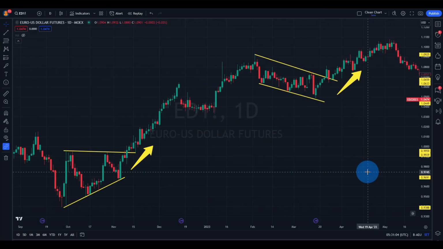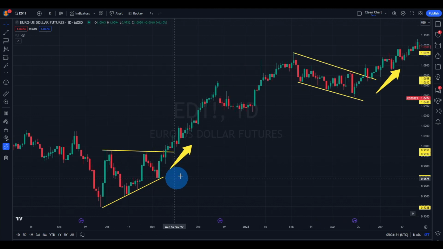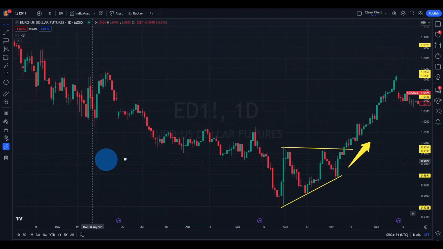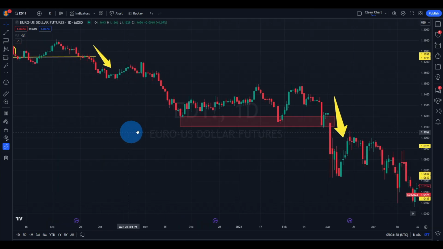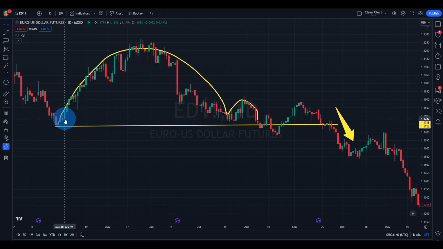This is a chart of the Euro US dollar on the daily time frame, and I plotted here some breakout opportunities. So you can see here, this is a channel and this is a breakout. This is a triangle and this is a breakout. And if I go back, this is a support that was broken on the way down, so this is a breakout to the downside. And then this is a head and shoulders, an inverted head and shoulders, and this is the neckline. And again, we have a breakout on the downside, and so on and so forth.